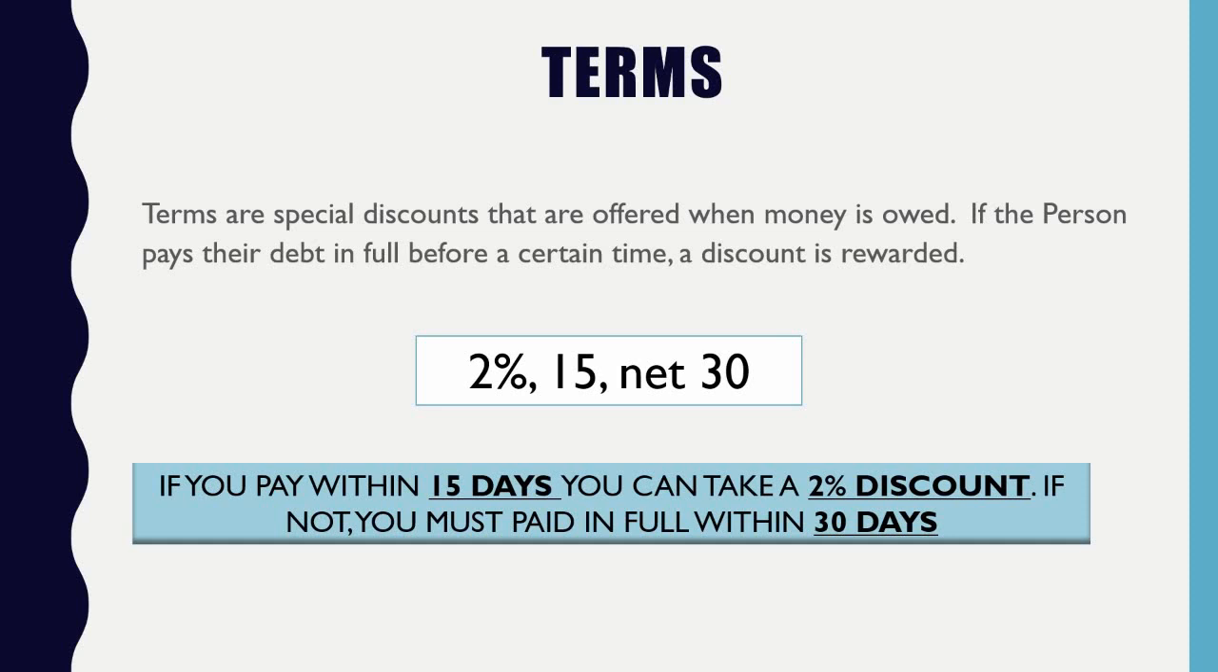What does that mean? That means the vendor is going to offer you an incentive, okay? And what is this incentive? This incentive is that, hey, I'll give you a discount if you pay me within a certain time period. If you don't, then whatever you owe me is what you owe me, and it's going to be due in exactly X amount of days. So in this case, how we read this 2%, 15, net 30 is the vendor will give you a 2% discount if you pay them in full within 15 days. If not, the entire bill is due within 30, okay?